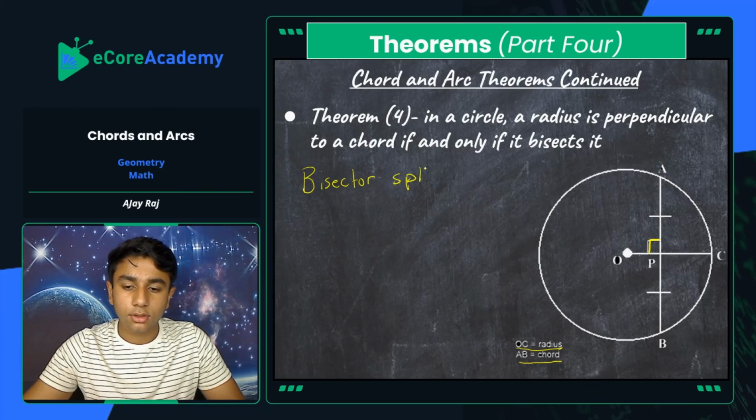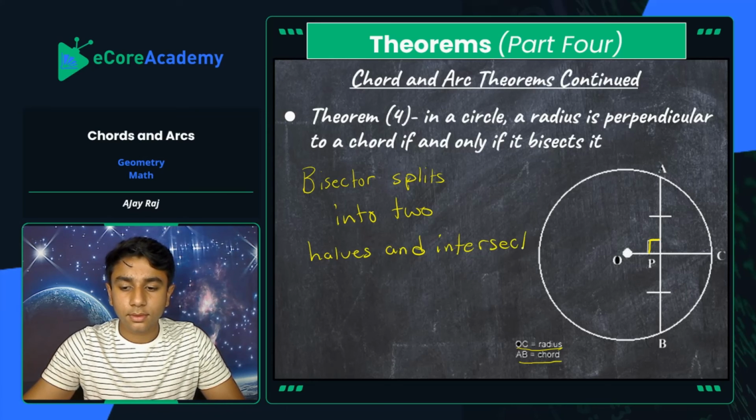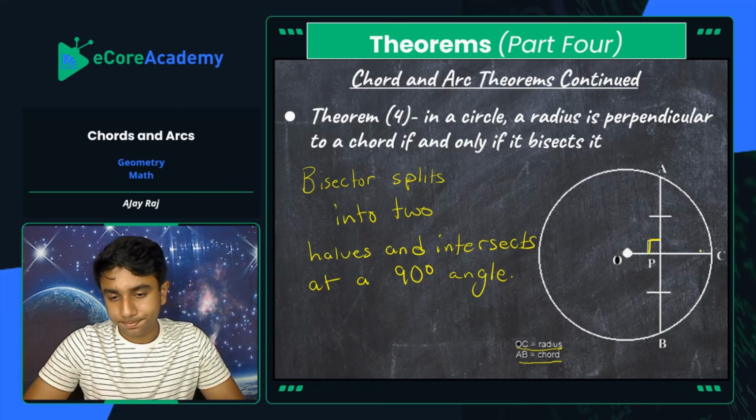splits it into two halves and intersects at a 90-degree angle. Just as simple as that. You can utilize that if you know the value of AB, then you'll know the value of AP and PB if you know that you have a radius that's intersecting at 90 degrees.